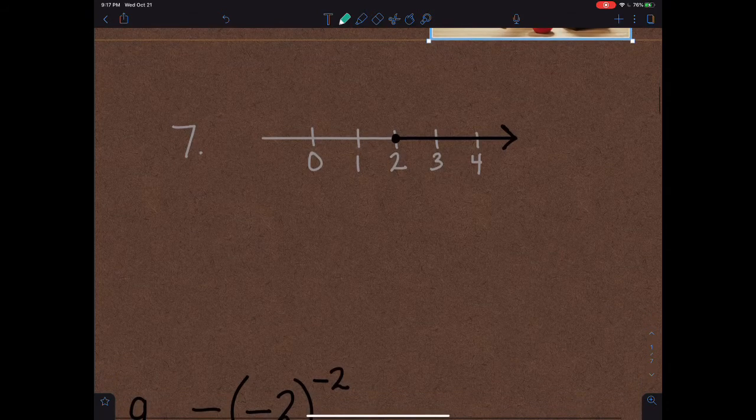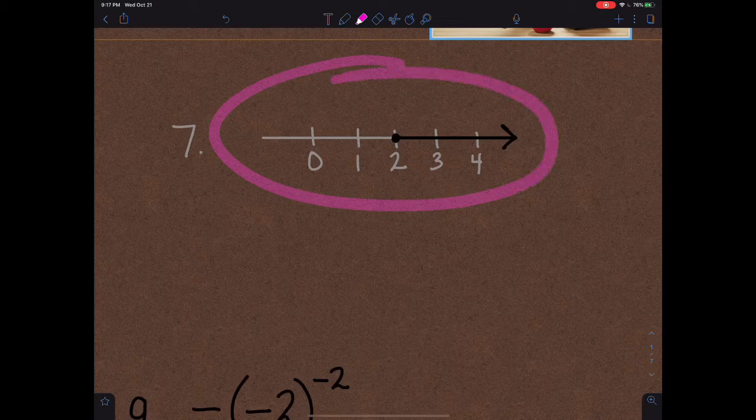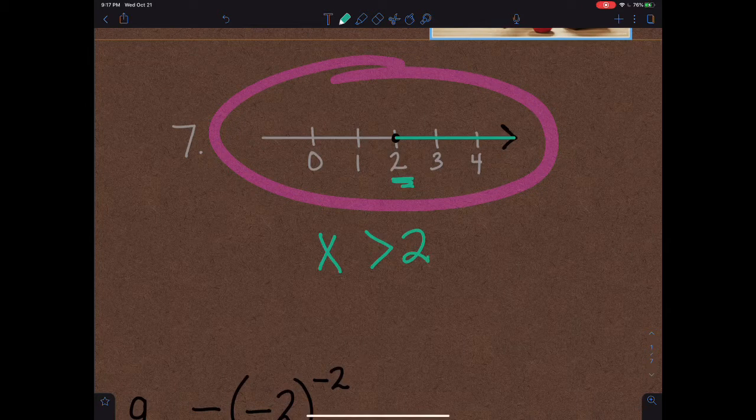Okay, so number 7 just says, write an inequality that describes this graph. Okay, so here's the graph that they want an inequality for. So you see that there's a line starting at the number 2 and going all the way to infinity that way, because it goes on forever that way. So we already know that it's going to be something like x is greater than 2. And you got that far.